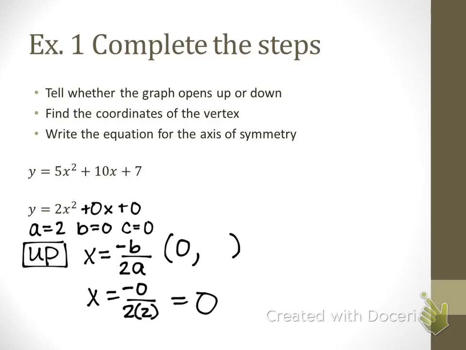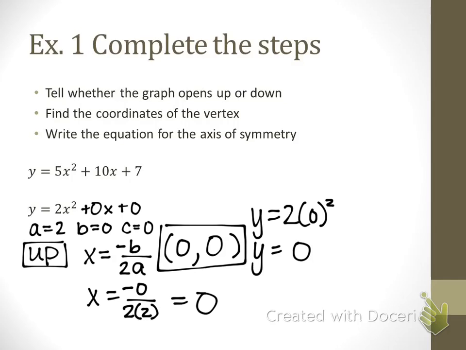Now I've got to find my y. So let's plug this in. Now, at this part, when you go to plug the x in, it's not necessary to plug it into these two problems back here. All you would need to do is do y equals 2 times 0 squared. That's going to be pretty easy. Y equals 0, because 0 squared is 0 times 2 is 0. So now I have my vertex, 0, 0.